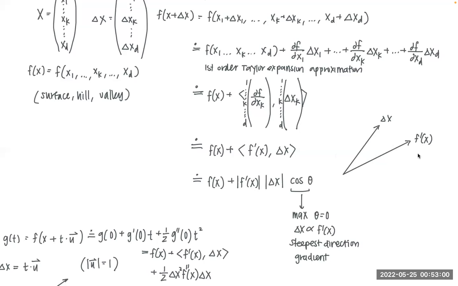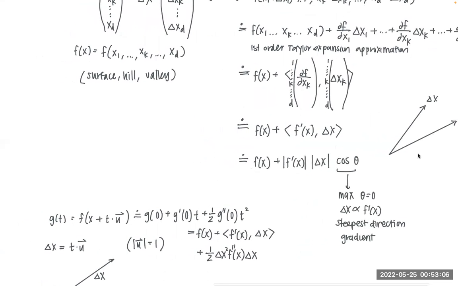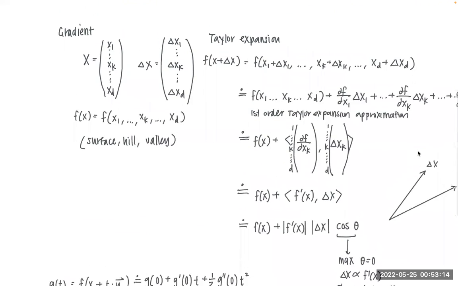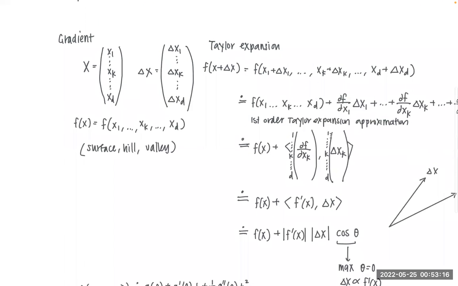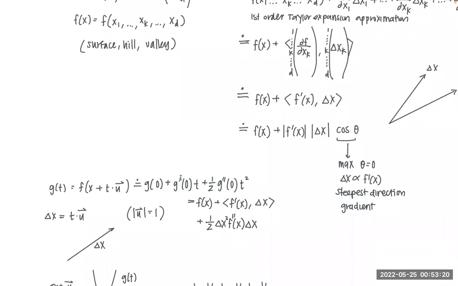Okay, so that's a basic idea of gradient descent or gradient ascent, depending on whether you are minimizing something or you are maximizing something. Okay, so actually you can derive this formula by considering a univariate function.